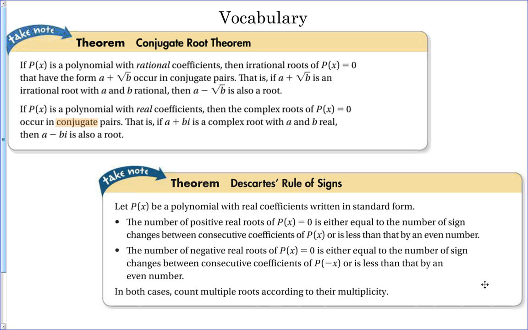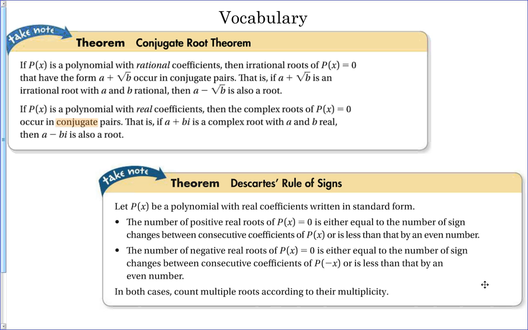It says if p of x is a polynomial with rational coefficients, then irrational roots of p of x equals 0 that have the form of a plus the square root of b occur in conjugate pairs. That is, if a plus the square root of b is an irrational root and a and b are rational, then a minus the square root of b is also a root.